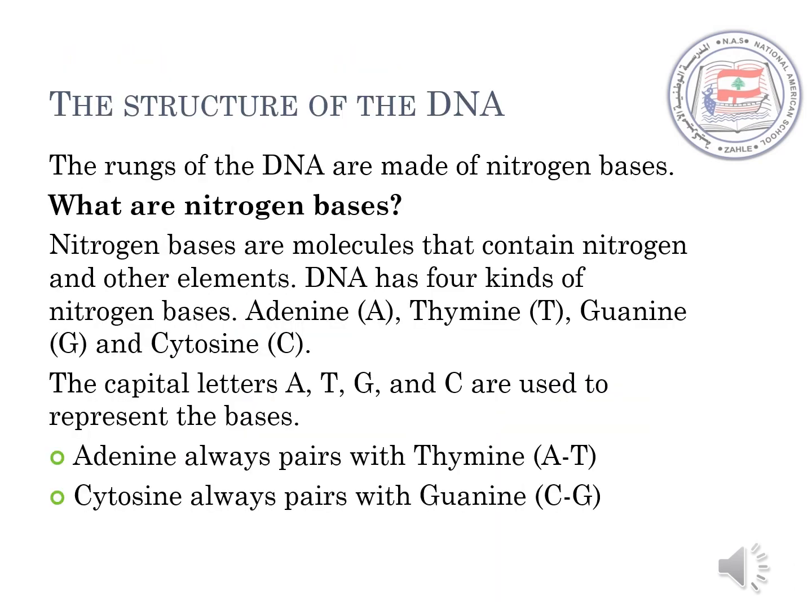The rungs found between the two strands of DNA are made of nitrogen bases. What are nitrogen bases? Nitrogen bases are molecules that contain nitrogen and other elements. DNA has 4 kinds of nitrogen bases: adenine, thymine, guanine, and cytosine. The capital letters A, T, G, and C are used to represent the bases. Adenine always pairs with thymine, and cytosine always pairs with guanine.